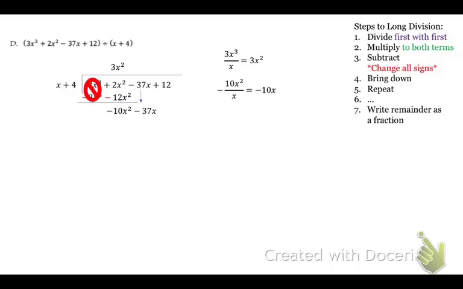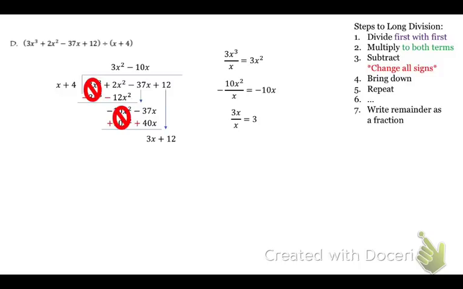Repeat, so divide first with first. Negative 10x squared divided by x is negative 10x. Multiply. Negative 10x times x is negative 10x squared. Negative 10x times 4 is negative 40x. Subtract, change both those signs. Those cancel. Negative 37x plus 40 is 3x. Bring down that 12. Now we're going to divide again.